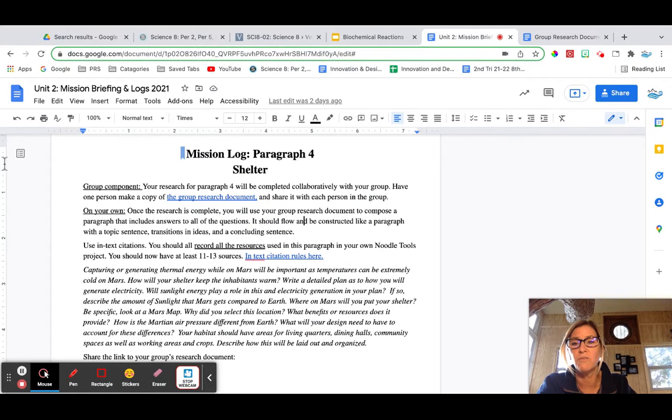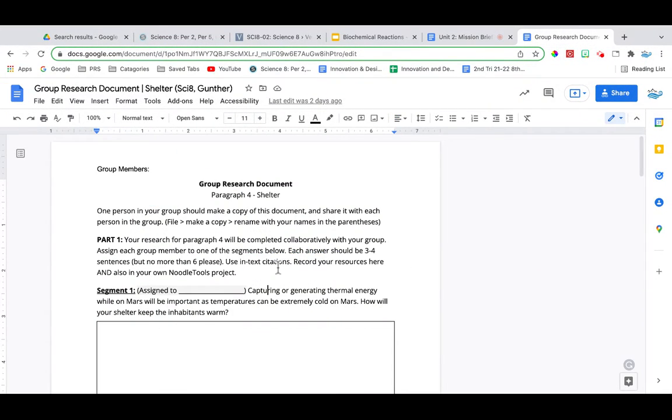So at the top of mission log 4, there is this link here to the group research document. You really just have one person in your group take care of that, open that document, and then share it with everybody else in your group. And in a moment, your sub is going to tell you who is in your group. I've already pre-assigned these. And so that document looks like this.